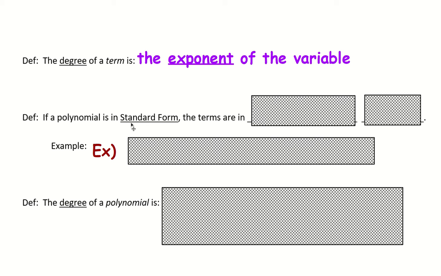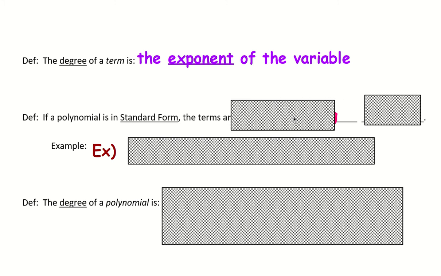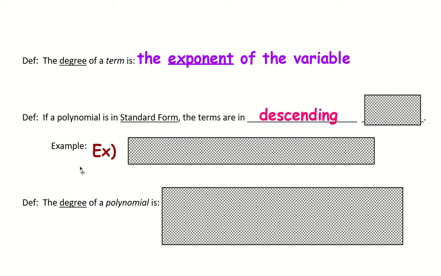And if a polynomial is in standard form, the terms, because there could be a lot of terms, are in descending order by degree. So that makes sense, right? When you see a polynomial, you often see the highest power first, and then it goes down from there, in descending order.